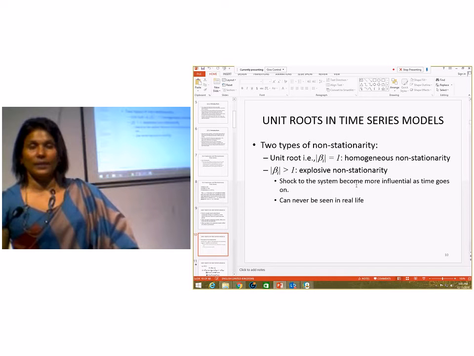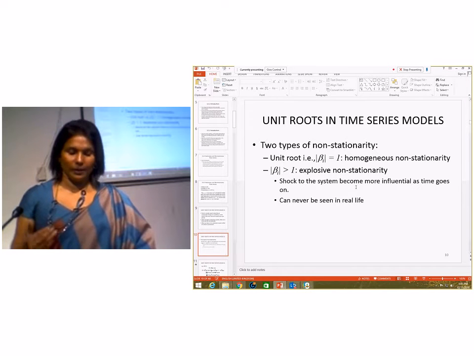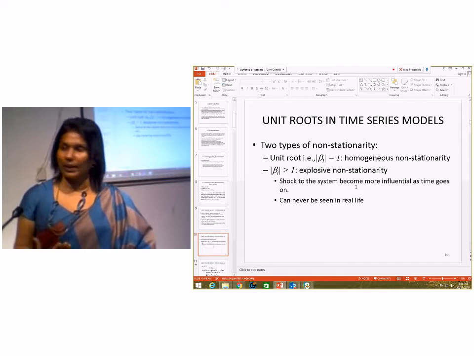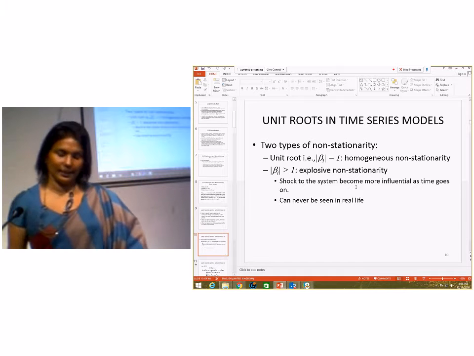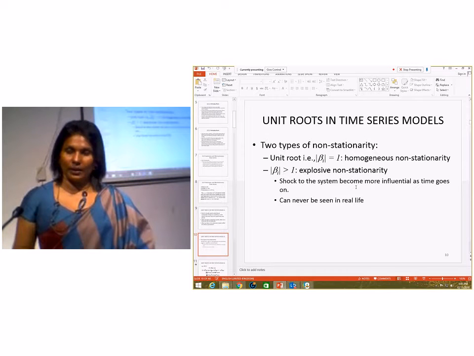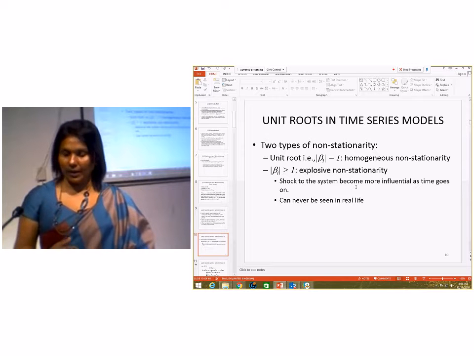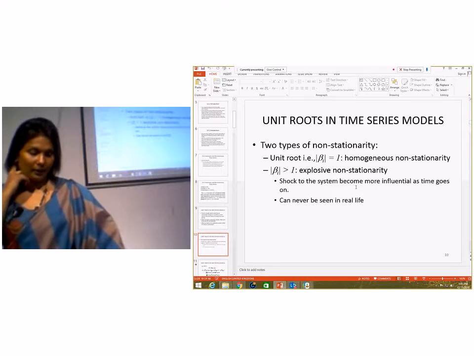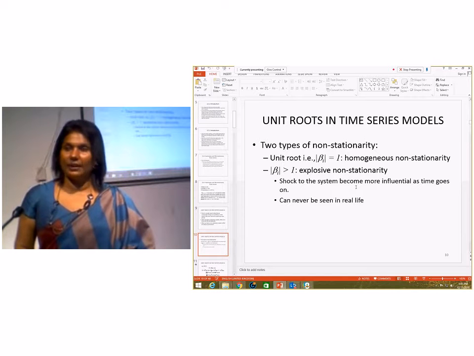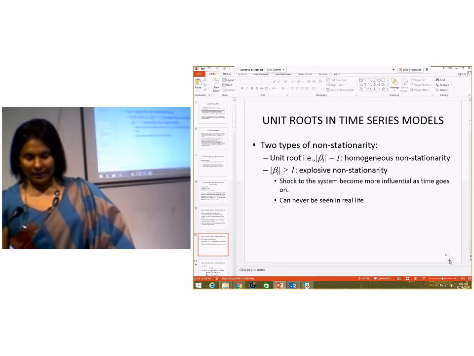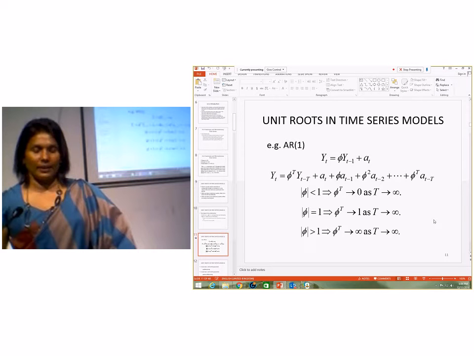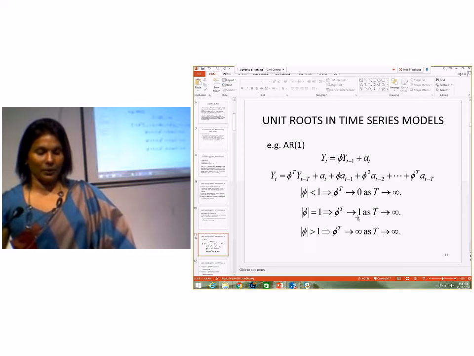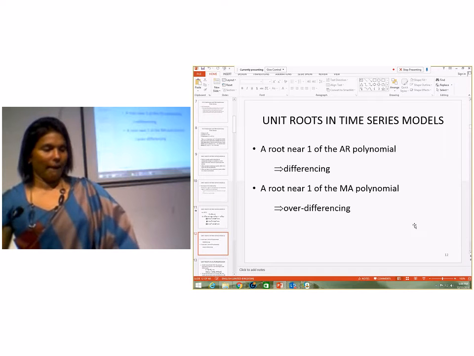That is a shock to the system. So the economic system or the financial market assumes that shock. The reason, for example, is a political influence or the election, right? It is a shock to the share market, but that shock becomes more influential as time goes on, but can never be seen in real life. Right, this is the theoretical background of the unit root testing.